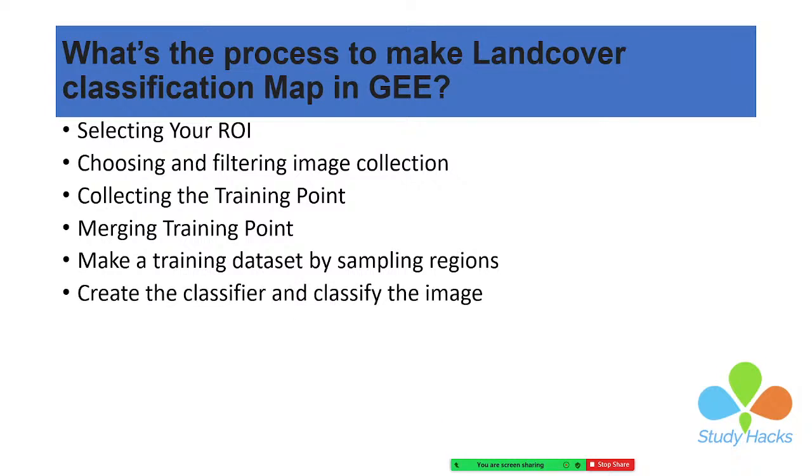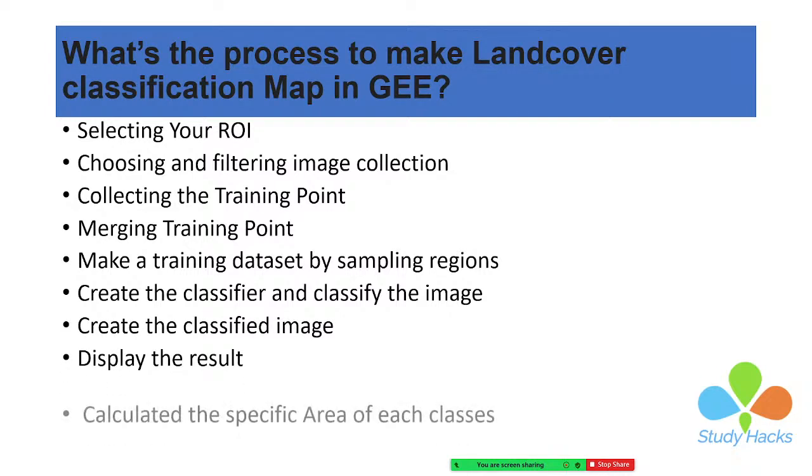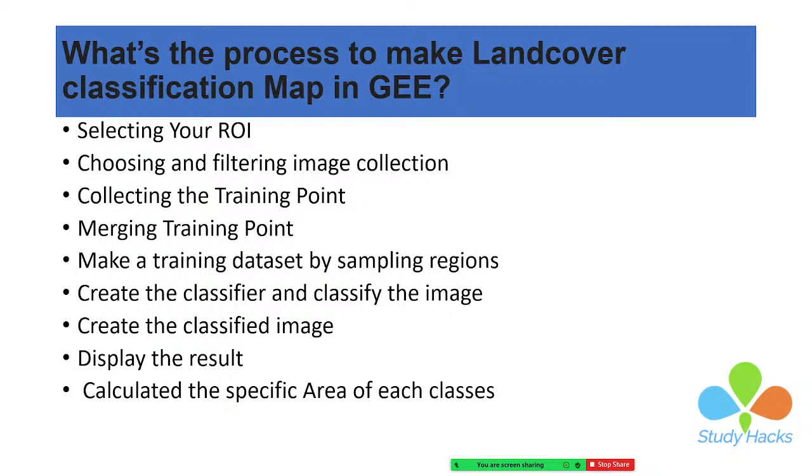When you want to train this dataset, you need to use the classifier. In the Google Earth Engine platform we use different types of classifiers, such as random forest, minimum distance, classification and regression trees, support vector machine, and a lot of classifiers are available here. So we need to create the classifier and classify the image. Then you create the classified image, display the result, and after this you also calculate the specific area for each class, how many urban or built-up areas or how many water bodies are in your area.